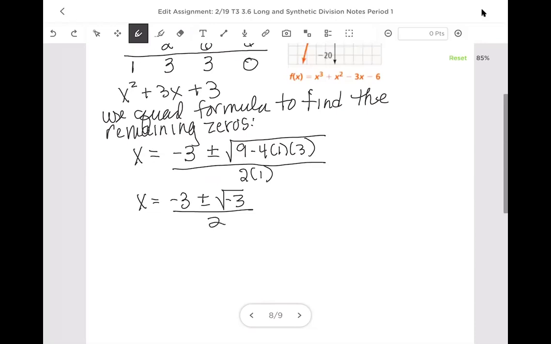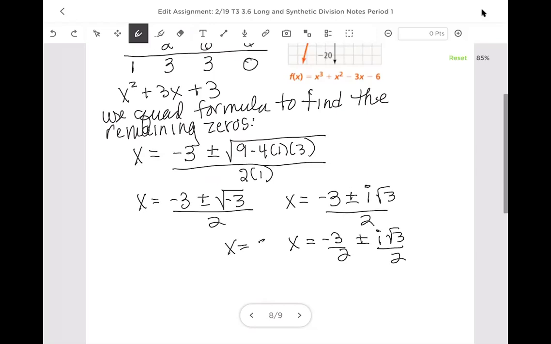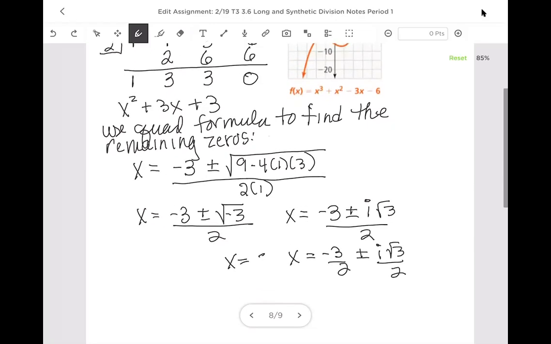What do we do with negative under the square root? We simplify it to i. So this is going to be x equals -3 plus or minus i root 3 over 2, which is x equals -3 over 2 plus or minus i root 3 over 2. And then my other 0, x equals, what was it? 2? I forgot it already.